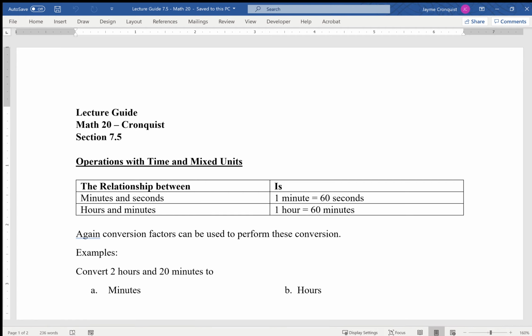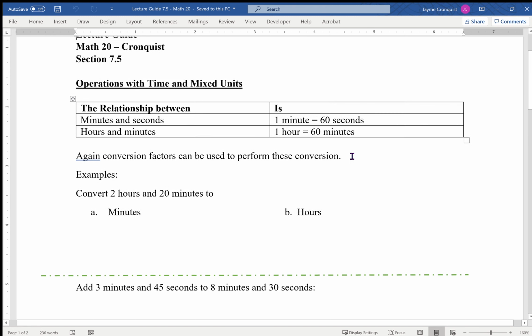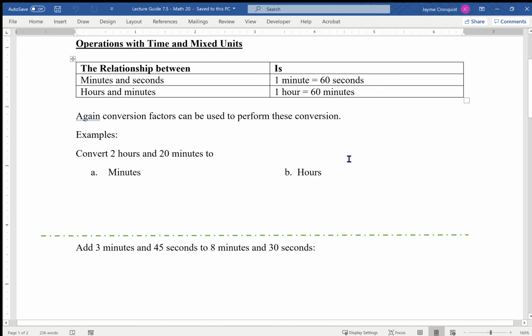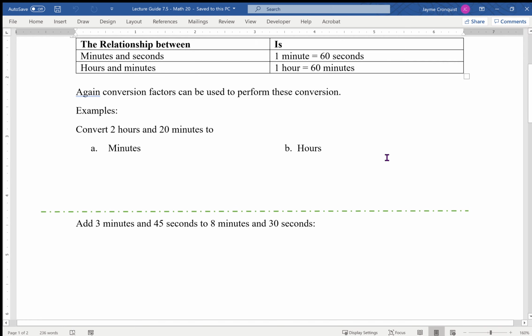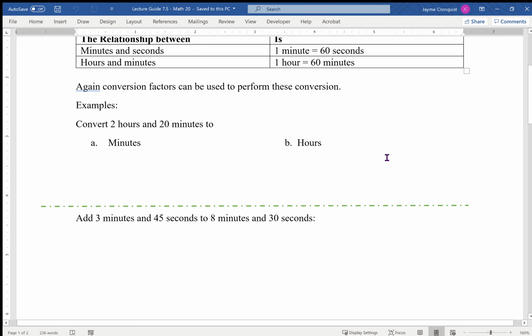All right, so this is 7.5, operations with time and mixed units. Minutes and seconds, we know that there are 60 seconds in a minute and 60 minutes in an hour. Again, conversion factors can be used. So, convert 2 hours 20 minutes.